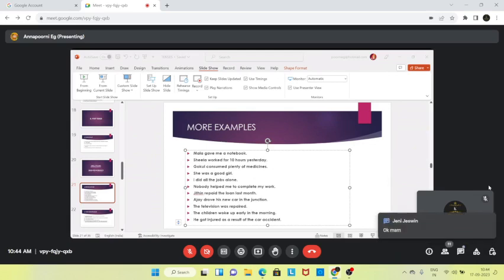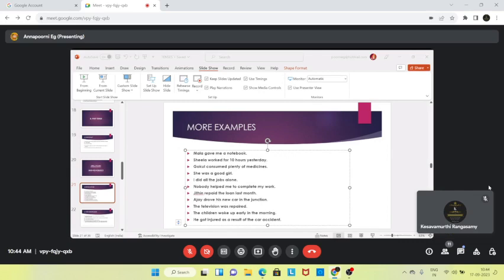Repaying, repaid. It is the past tense of repay. Repay means to pay back. So repay is the V1. Repaid is the V2. V3 will also be the same. So Jitin repaid the loan last month. So the loan last month will be the object.